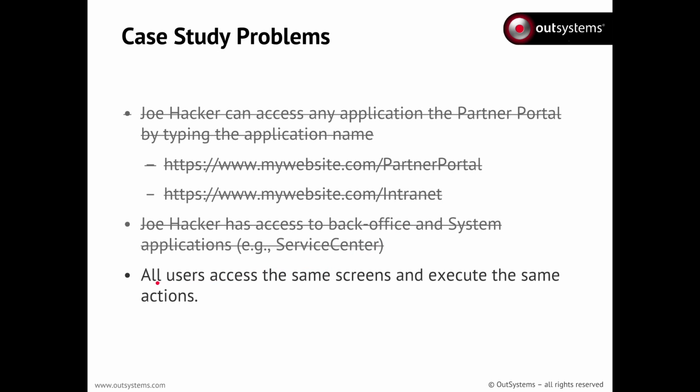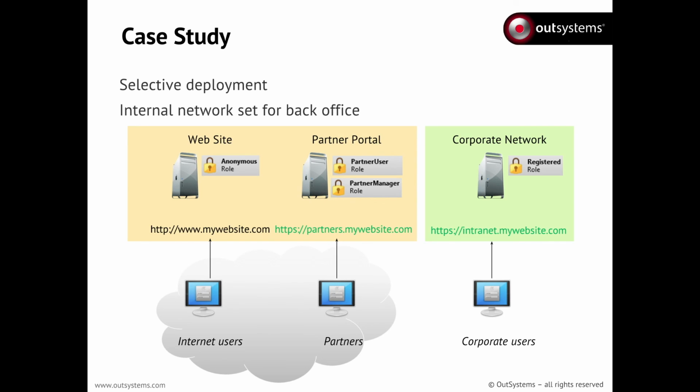But still, all users access the same screens and execute the same actions. So on the intranet application, everyone, human resources, engineering, etc., sees the same things and can do the same things. And every partner, regardless of who they are, can see the same price lists, purchased items, orders, and so forth. And how do we filter that?